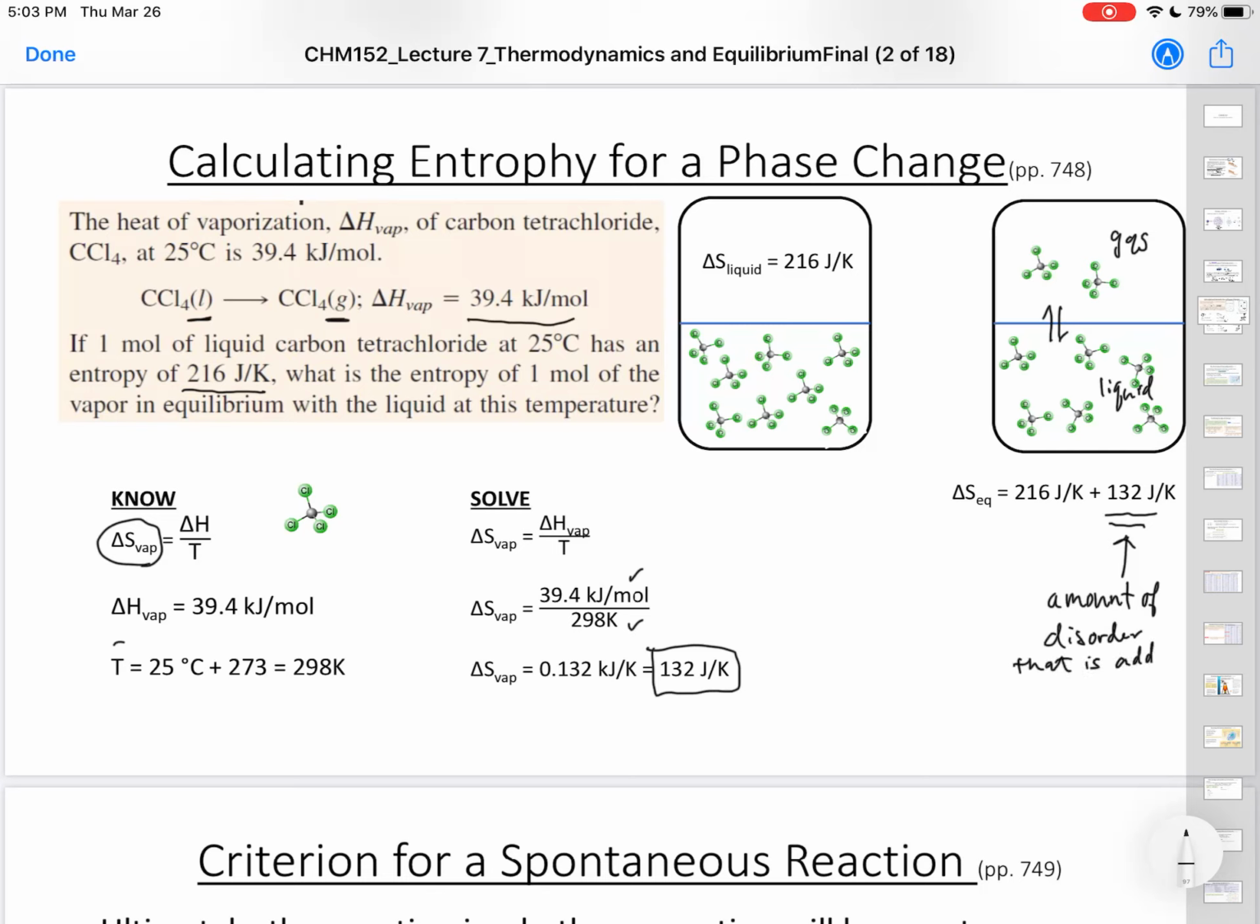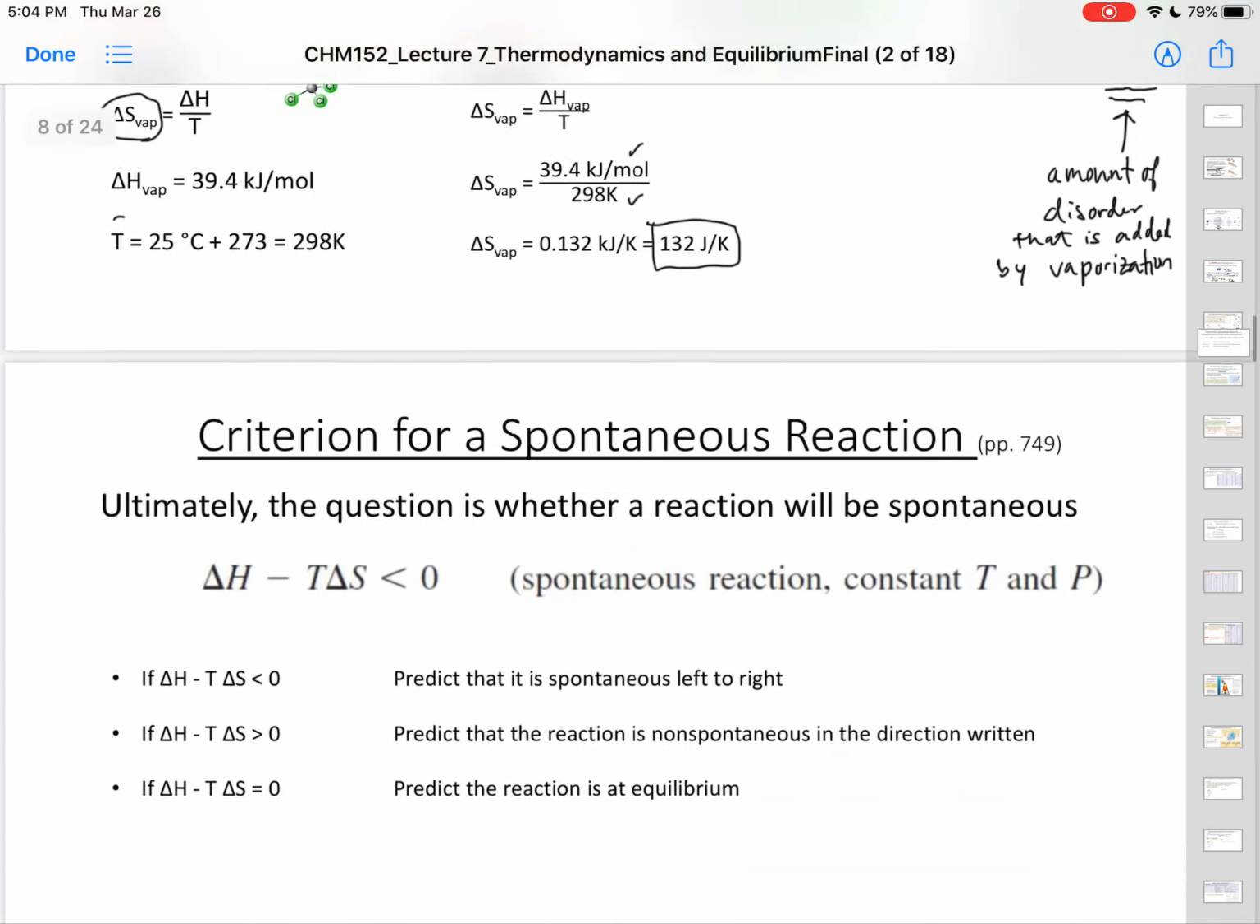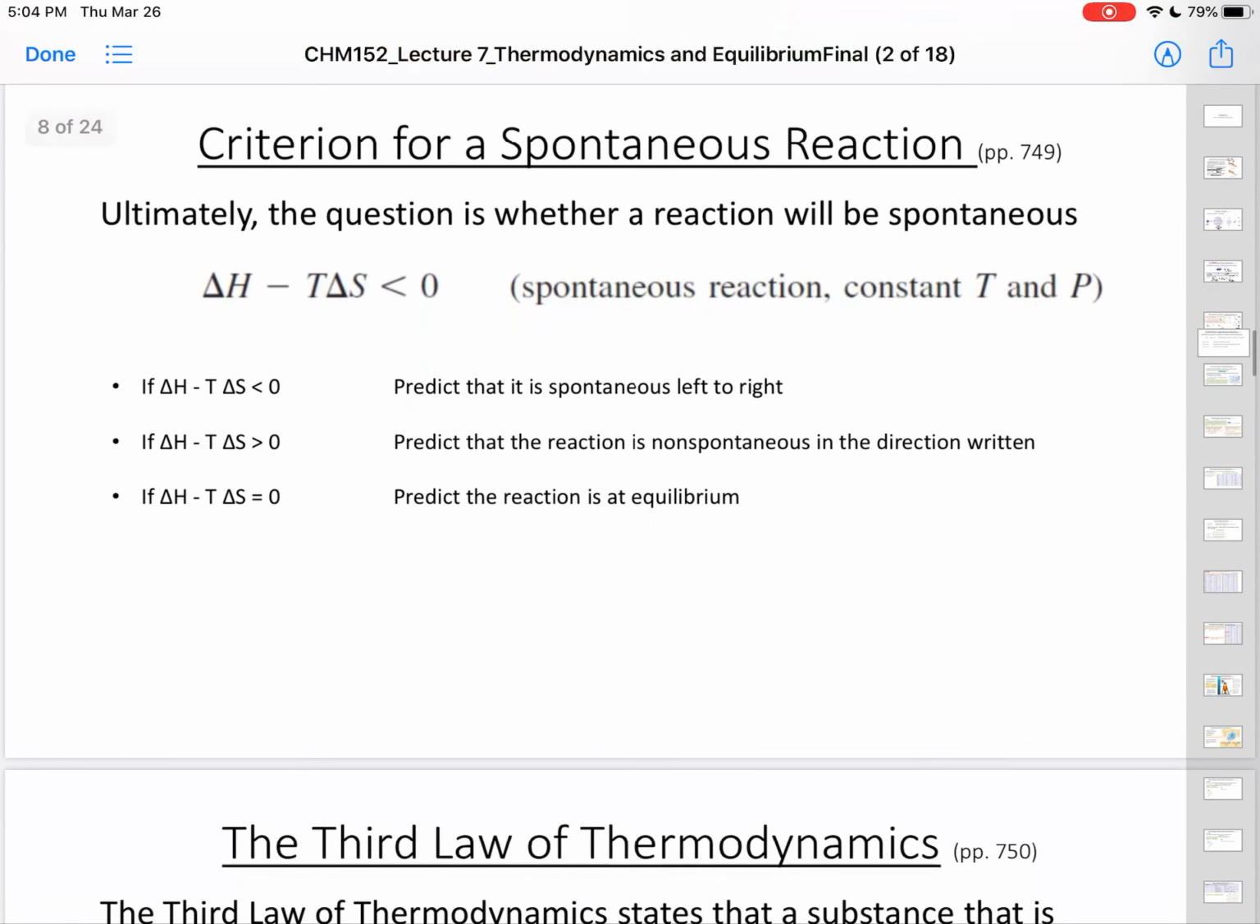The amount of disorder that is introduced or added by vaporization. Okay. And that makes sense, right? If you have something liquid and it's becoming a gaseous state, the gas is even more disordered than the liquid. It can take up more space and more volume, so it is more disordered. And so because it is more disordered, the delta S value should get larger.